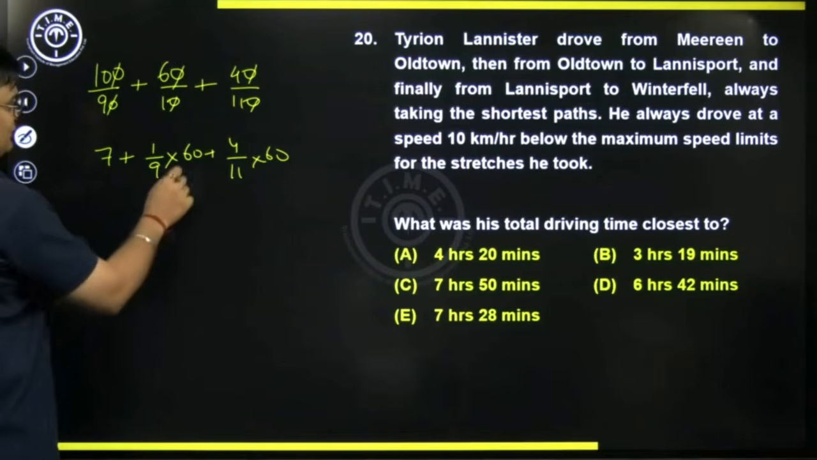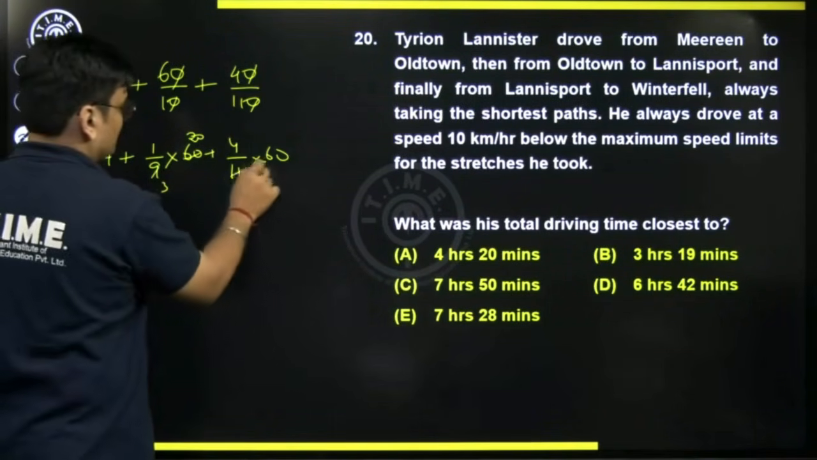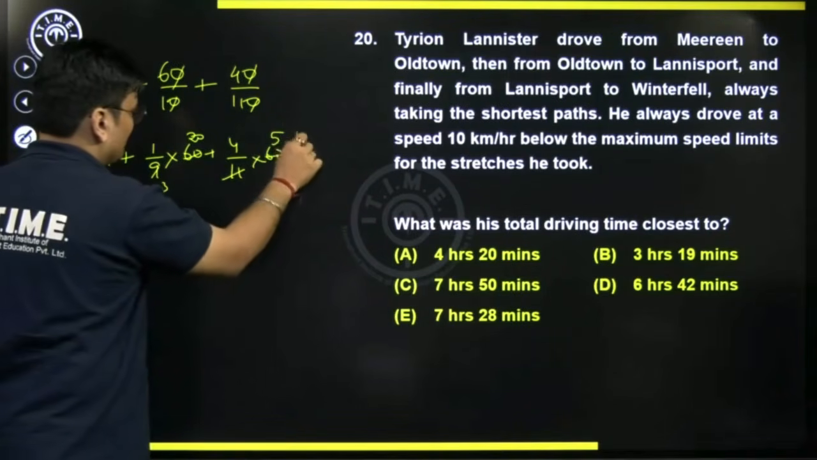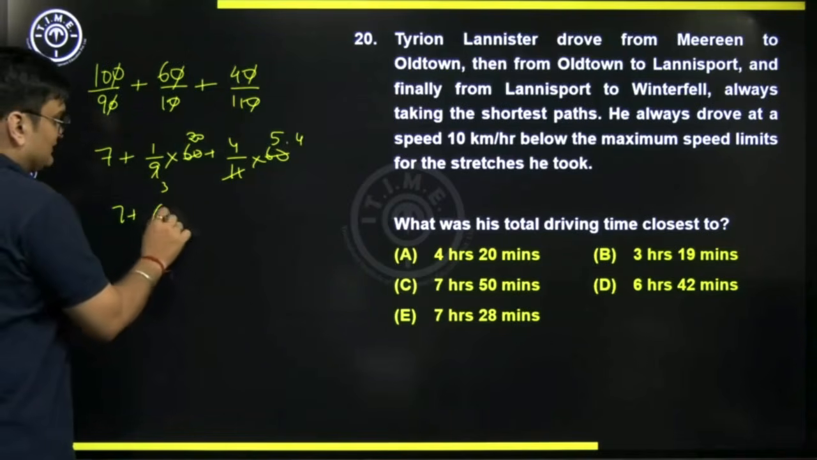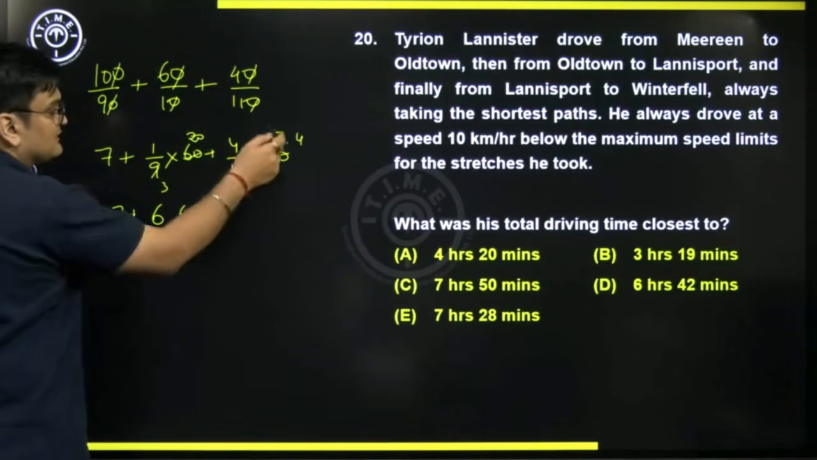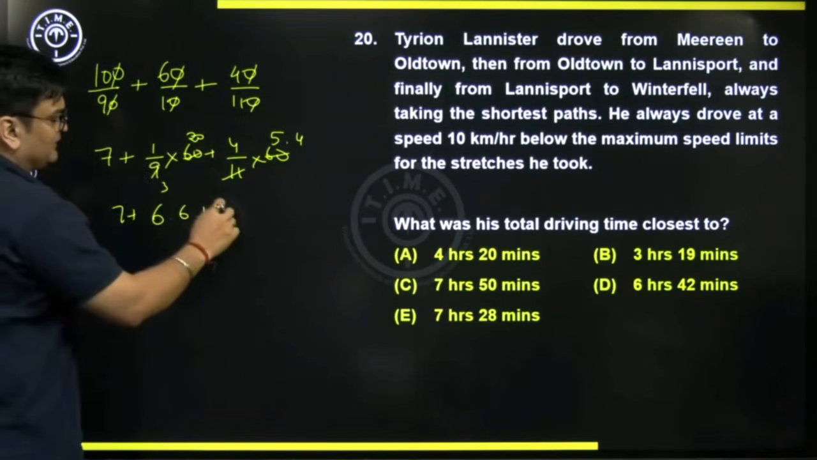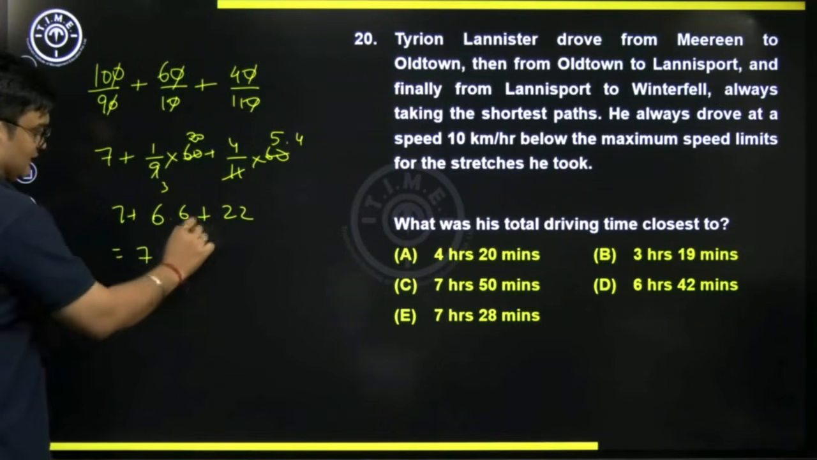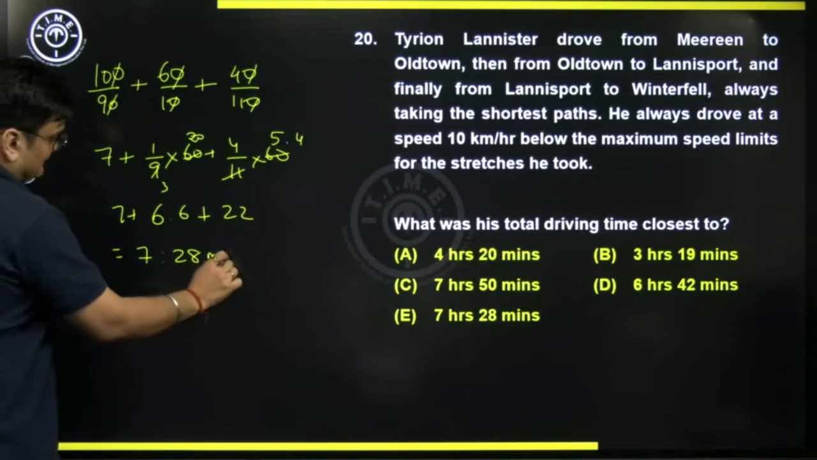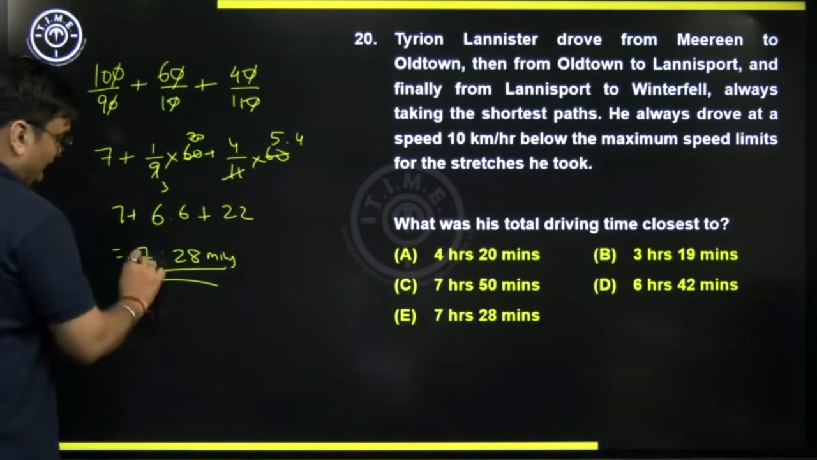So, when you simplify, this will go what? 20 times and 3 times, and this will go what? This will be 5.4 approximately. So, this is 7 plus this is 6.6 plus this is 4 into 5.4 approximately, which will be around 21, 22. So, it's 7 hours and around 28 minutes. So, my answer should be closest to this.